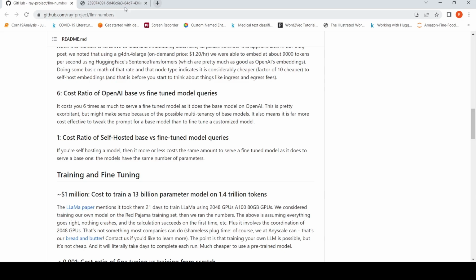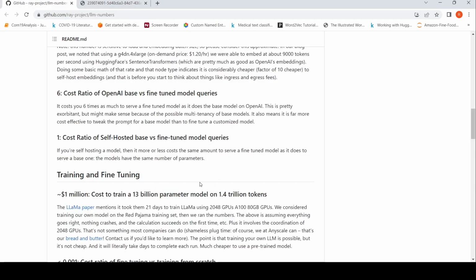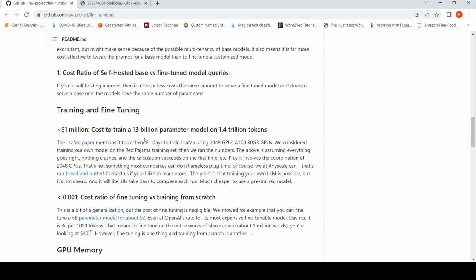Now if you go to training and fine-tuning, what they say is that training a 13 billion parameter model on 1.4 trillion tokens is close to $1 million.